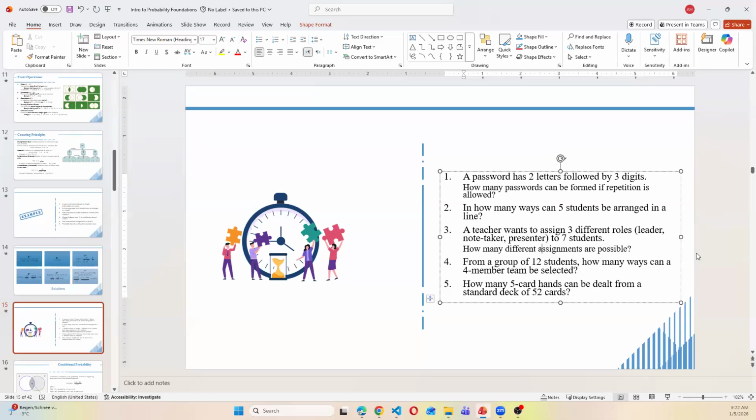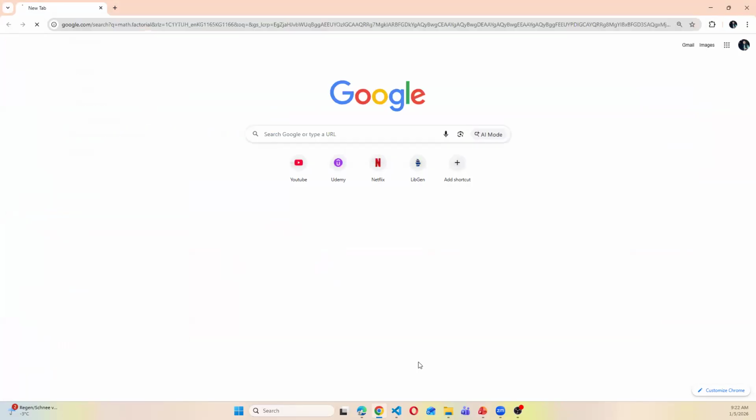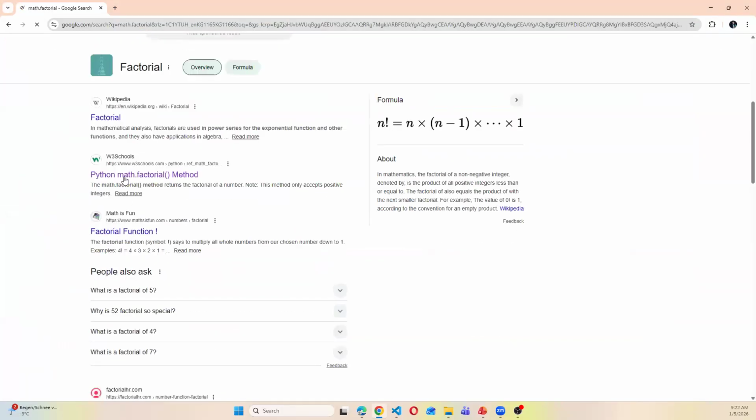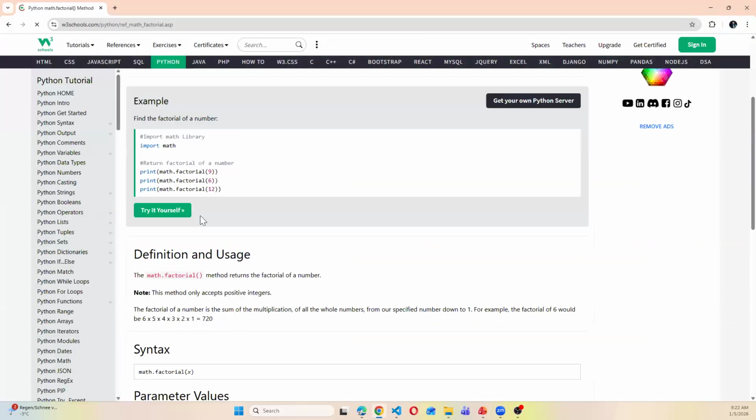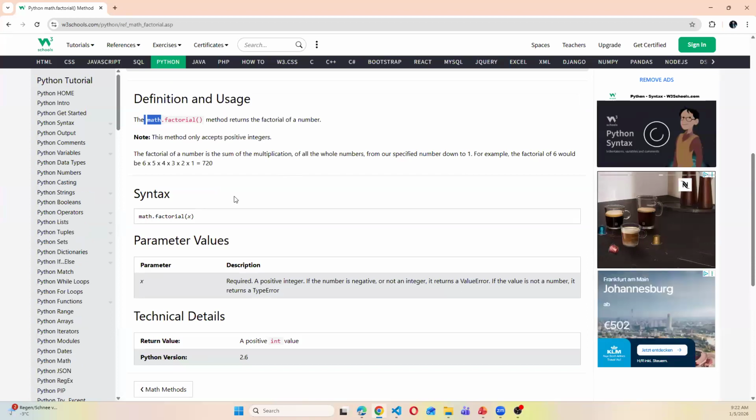Okay, so now let's do this one in code. I want to do it in Python. For this, using permutation, we have a very good module. If you go here and say math factorial, you can find math factorial down here. This is for when you want to use factorial in Python. You just call this method, and it returns the factorial of a number. It's very good.